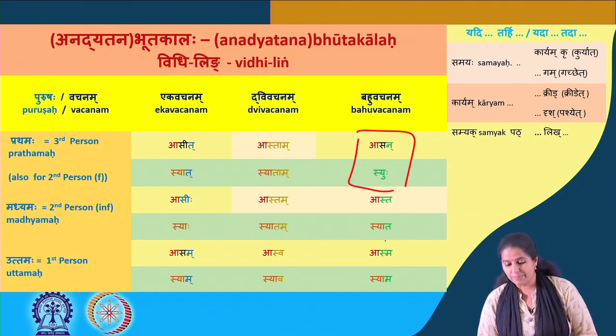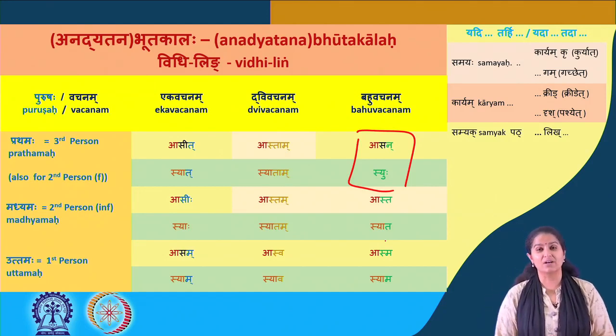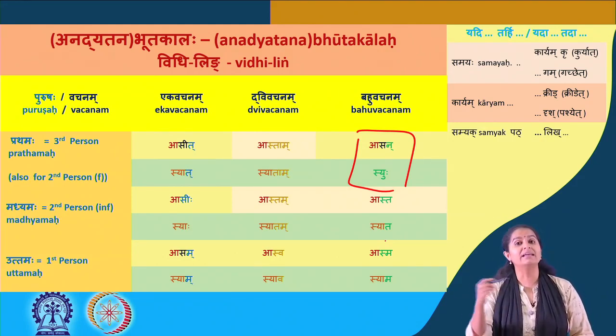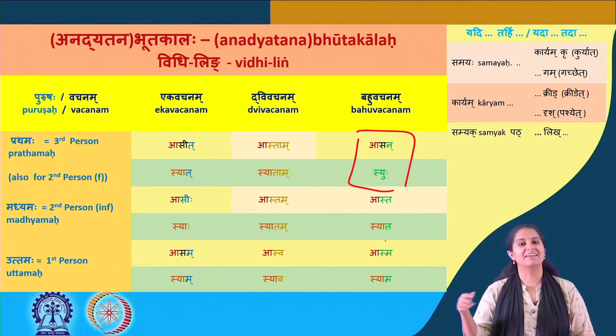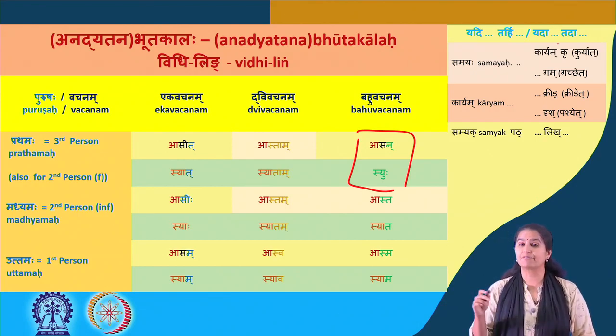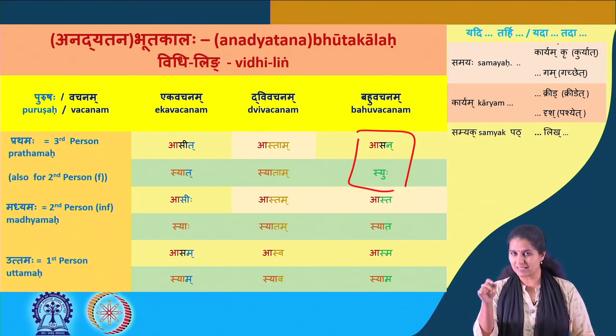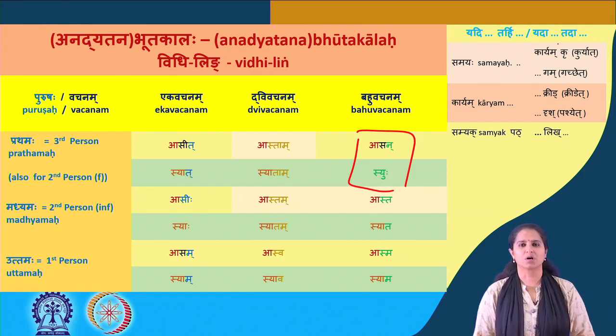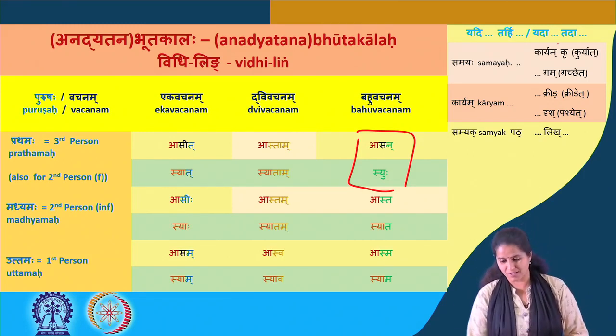So if you want to say, if there was time, then yadi samayah syat, then he can work. Tarhi karyam kuryat. Uttamam. But you can also use the other form, which is yada and tada. So you can say if there would be time. So you can say in the future. So if there would be time, yadi samayah syat, then he would do the work. So tarhi karyam kuryat. Uttamam.